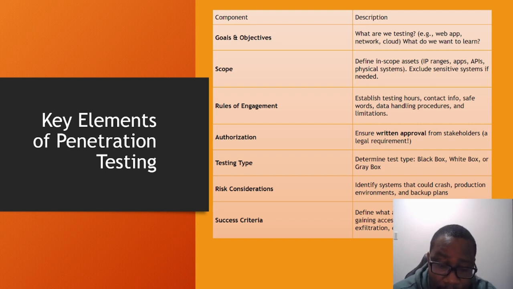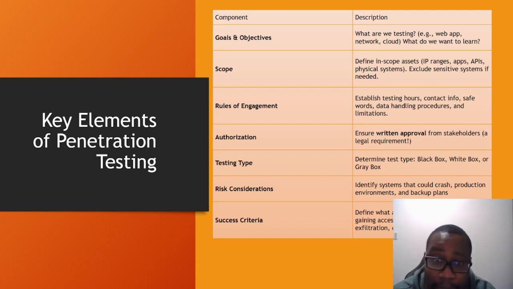Next, the other element is defining the scope, right? So what is the breadth of what we're testing here? Do we need IP ranges? Do we need certain crypto keys, if that's even possible? Applications, APIs, physical systems. Do we need the devices that remote workers have? Do we need VPN access? What are we allowed to test, to penetrate, right? Exclude sensitive systems if needed, right? So that's why I said, maybe not keys. They're probably going to give you the crypto keys, but you know what I'm saying? You're defining your wiggle room as a pen tester.